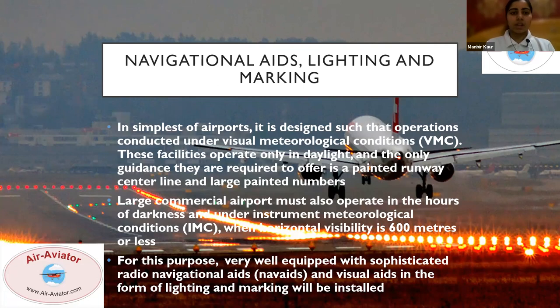So in the simplest of airports, it was designed such that the operations are conducted under visual meteorological conditions. These facilities operate only in the daylight, and the only guidance they are required to offer is the painted runway, the center line, and the large painted numbers. The large commercial airport must also operate in the hours of darkness and under instrument meteorological conditions, where the horizontal visibility is 600 meters or less. For this purpose, sophisticated radio navigation aids and visual aids in the form of lighting and marking are installed.